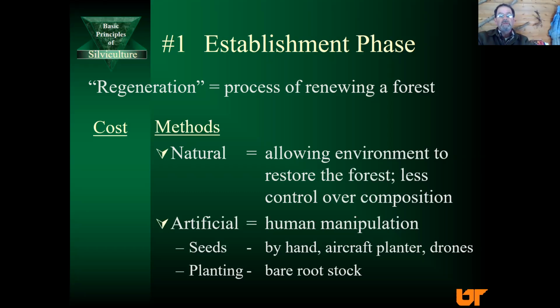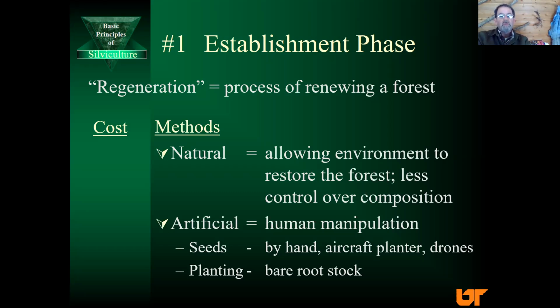Actually, natural methods just essentially means you're allowing the environment to restore the forest itself. In other words, you have no control of the composition. The wind blows seeds in, the birds will defecate seeds, and of course trees come up from that. Squirrels will bury nuts and so forth. So it's what you get, but you have very little control over this.